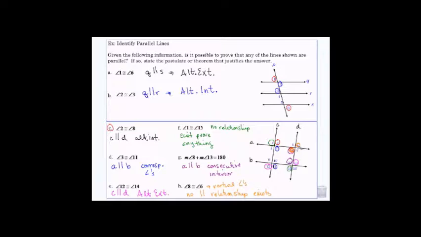So vertical angles don't prove anything, and angles that are not touching the same line don't prove anything. You can only have corresponding angles, alternate exterior, alternate interior, or same side, consecutive interior, that add up to 180. Anything else doesn't prove anything at all. So there's only the four ways to show that two lines are parallel.